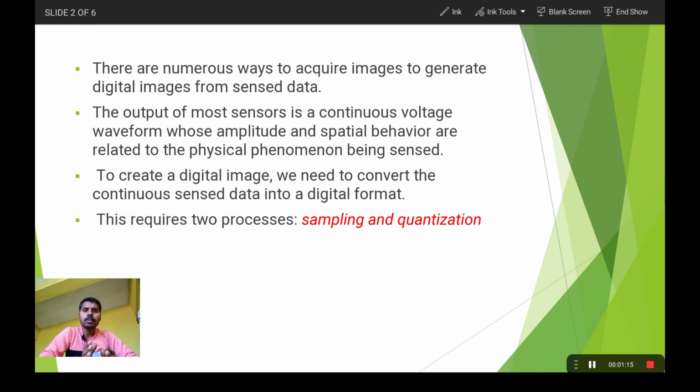If you want to create a digital image from the continuous image, you have to follow two basic scenarios. That is nothing but sampling and quantization, the two techniques that are used. So these are the different sources for taking the data from the corresponding images. An image consists of some amplitude as well as the spatial behavior of the corresponding scene. If you want to convert this continuous image into a digital image, obviously you have to follow two methodologies: sampling is the one technique and the second one is quantization. Okay, let's move on to the next one.